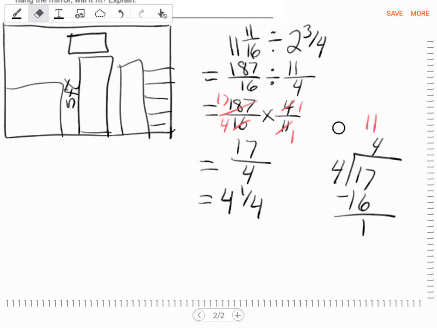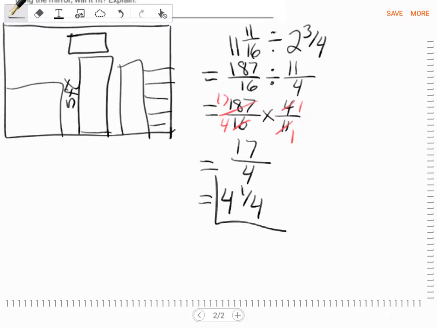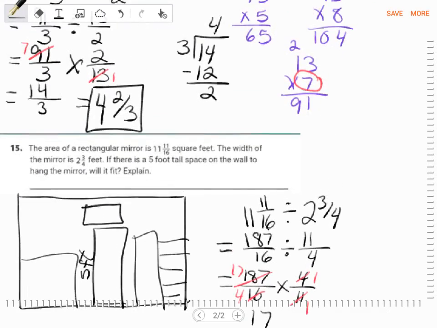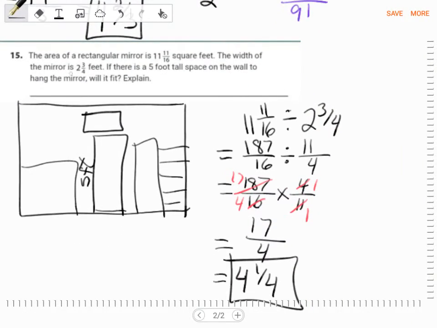So if this is how long the mirror is, will it fit in that 5-foot length of space? Yes. If it's only 4 1/4 feet long, it will fit within a 5-foot tall space. So I'd say yes. And you would want to explain: well, the mirror is only 4 1/4 feet long, and that's less than 5 feet. So I'm not going to write all that out, but that's what I would expect you to say maybe on a test or something, okay?